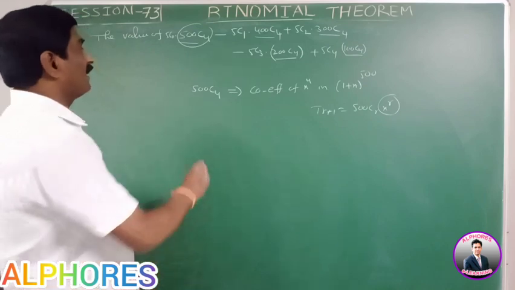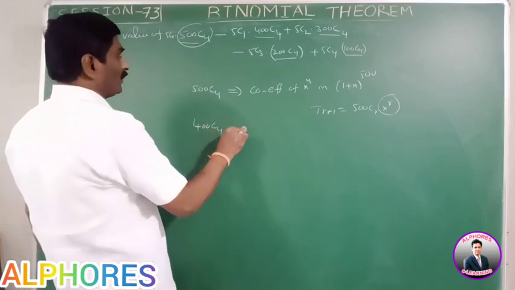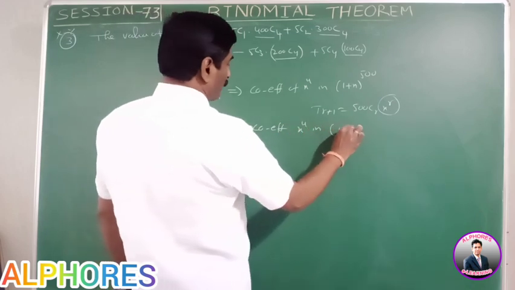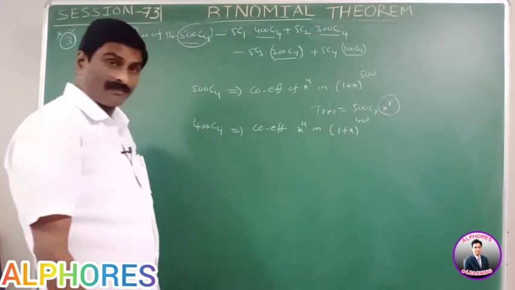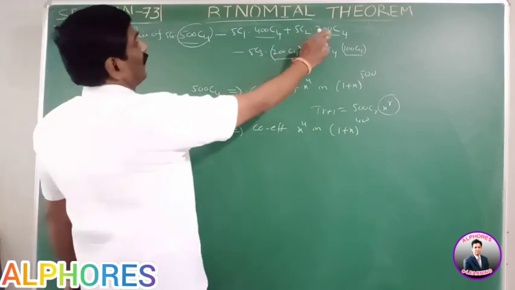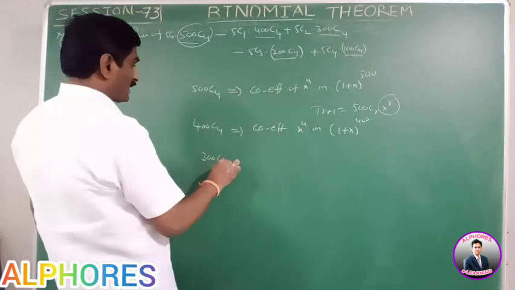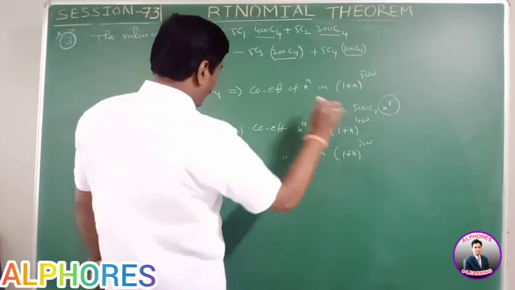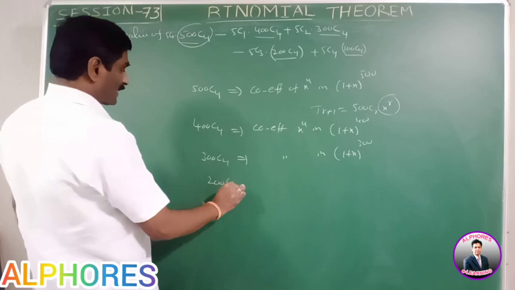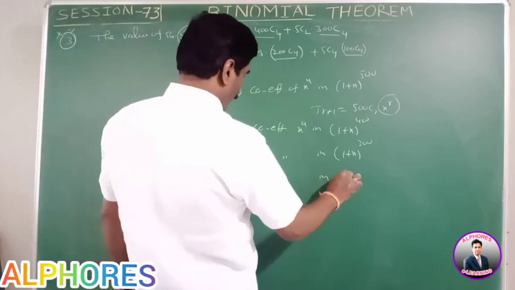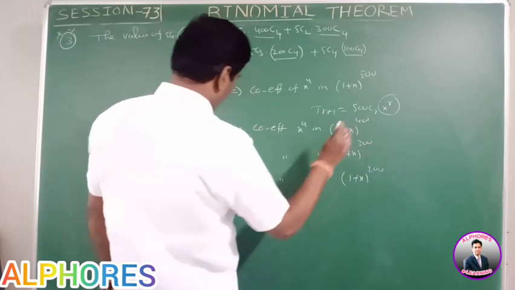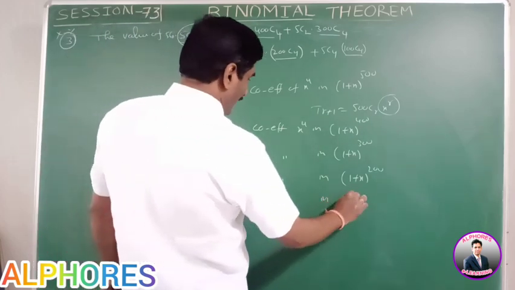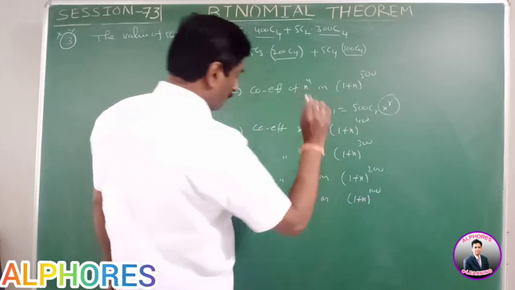Okay. Similarly, what is 400C4? 400C4 is nothing but the coefficient of x power 4 in the expansion of (1 plus x) whole power 400. Next, what is the value of 300C4? 300C4 is the coefficient of x power 4 in the expansion of (1 plus x) whole power 300. Similarly, 200C4 is the coefficient of x power 4 in (1 plus x) whole power 200. And 100C4 means the coefficient of x power 4 in the expansion of (1 plus x) whole power 100. Please note this value.